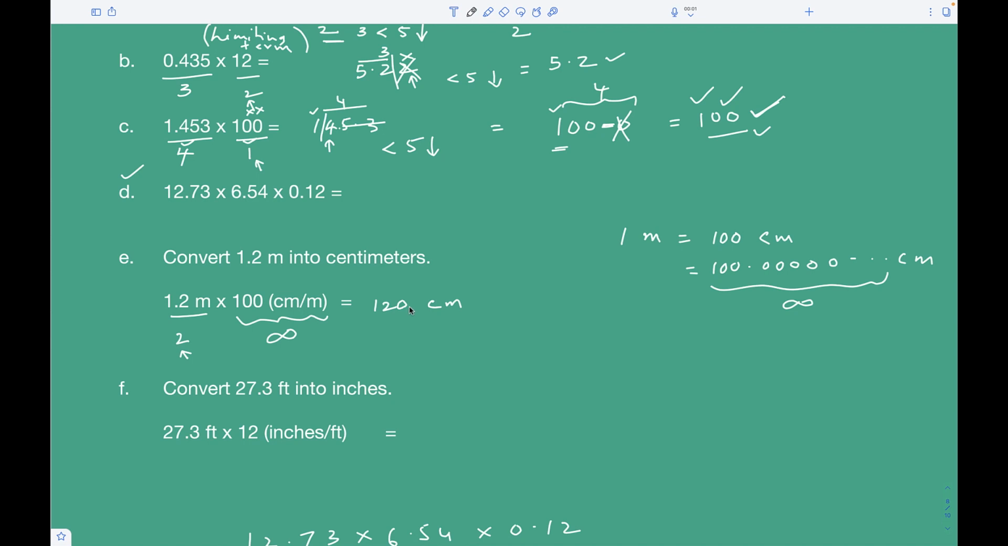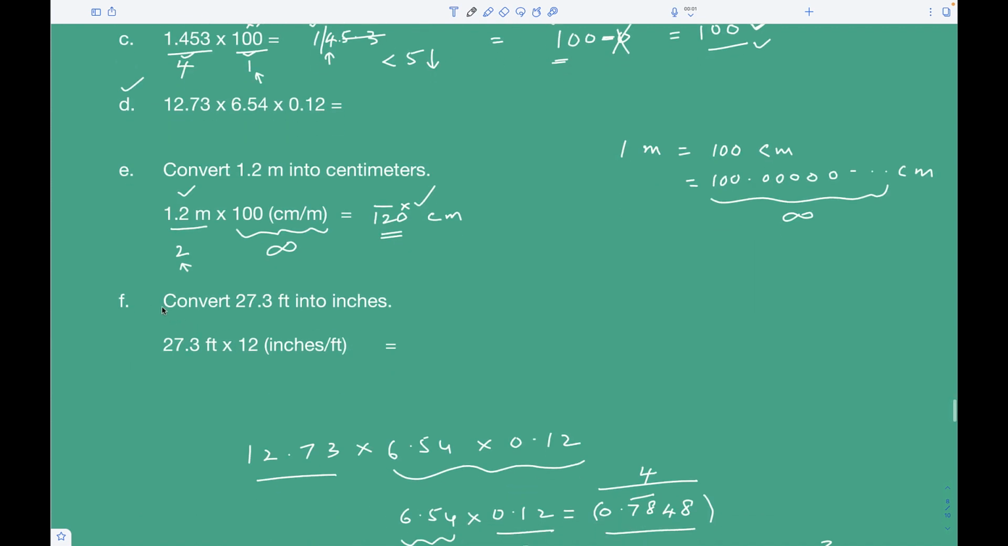Remember, because we did not place the dot at the end, this 0 is not significant. So only these two are significant. So this is the correct answer. So this answer has the same number of significant figures as this term. That is why we said when you convert a measurement from one unit to another unit, the number of significant figures remains the same, or its precision remains the same.